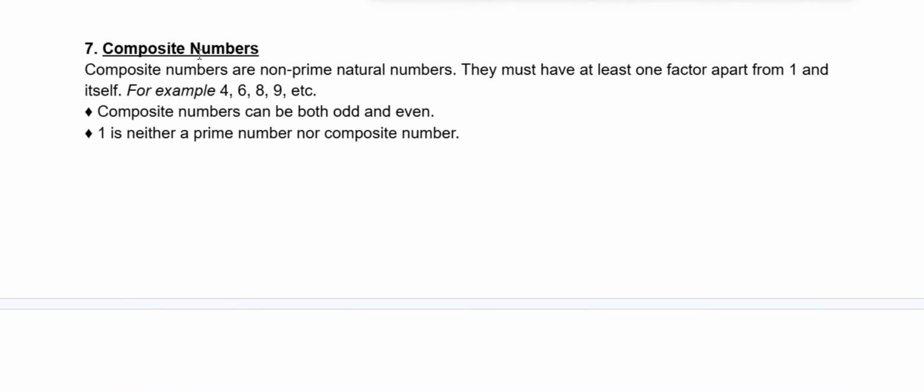So next come composite numbers. Composite numbers are non-prime natural numbers. So nothing but they will have at least one factor which is other than 1 and itself. So whichever are not prime numbers are called composite numbers. They can be both even as well as odd. And 1 is neither a prime number nor a composite number. So you cannot consider 1.